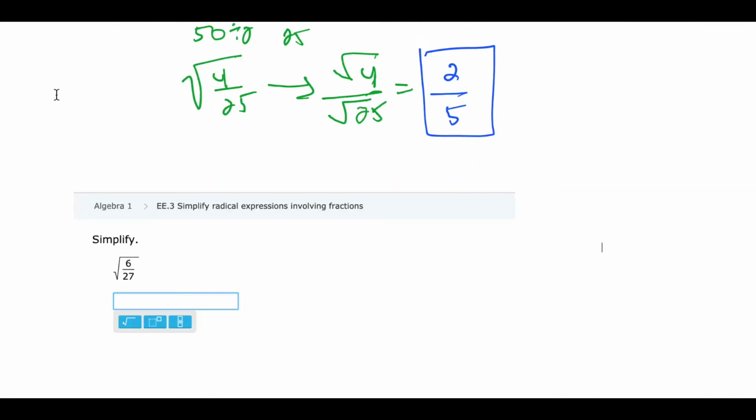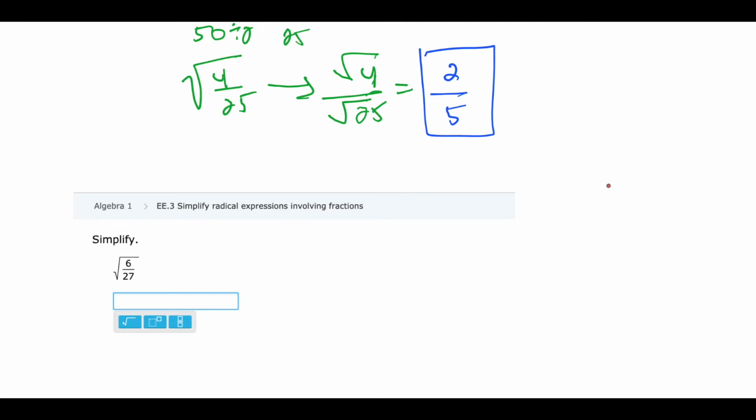Okay. All right, so how do we deal with this? We do the square root of 6 and the square root of 27. All right, so we're going to split it up. The square root of 6 over the square root of 27. We could do something that'll save us a little bit of work and see if there's something that can go into both. We can chop down what's in here. Sometimes that helps a lot.